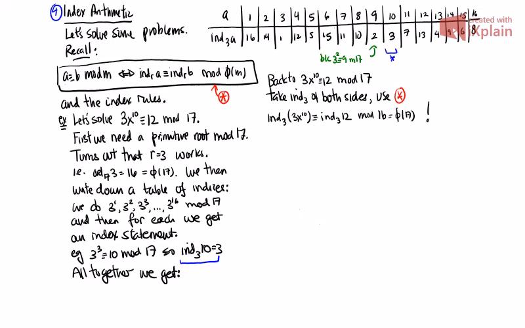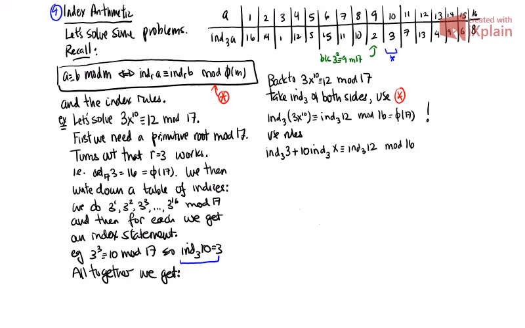This is a place where people make the most mistakes, or make mistakes first: they forget to change the modulus, right? So the modulus, when you take the index, becomes phi of m instead of m. Then we rip it apart using the rules. So 3 times x to the 10, we can split with addition. Think logarithm rules. So we get index base 3 of 3 plus 10 index base 3 of x is congruent to index base 3 of 12 mod 16.